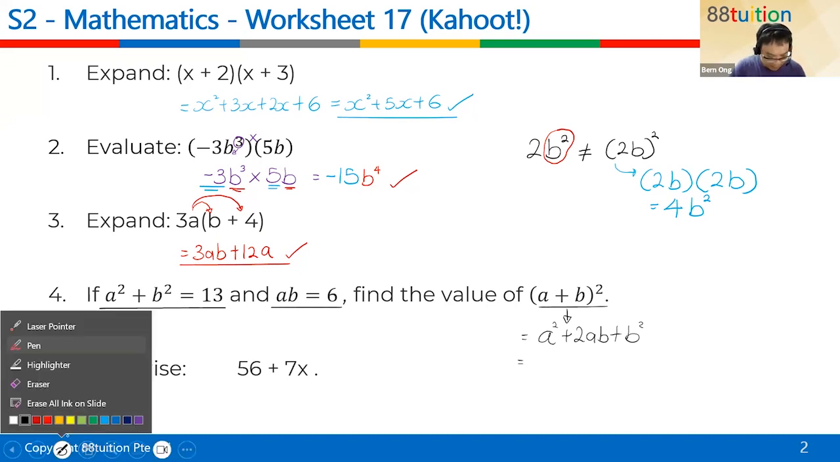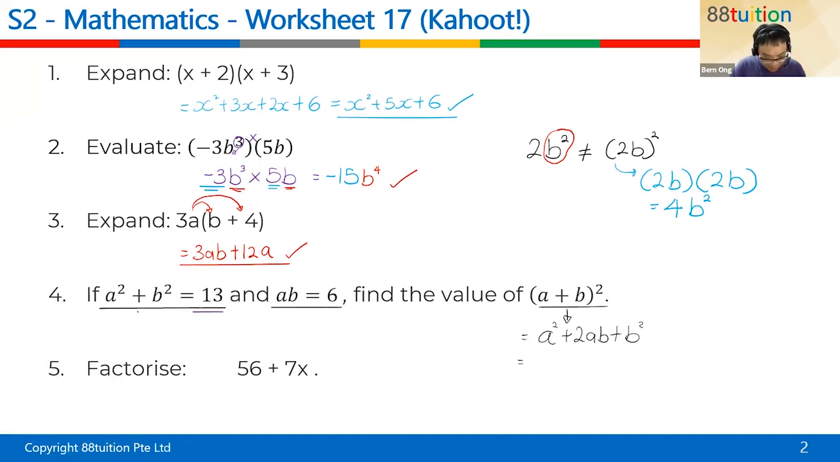And what did the question say? The question says a squared plus b squared is 13. Isn't it down here? A squared plus b squared, isn't it 13? Yes. Down here, the question says ab is 6. Isn't this a 6? And it's 2 times 6 actually. 2ab means 2 times 6. Then you must plus, because the operation sign is a plus. So 2 times 6 is 12. 12 plus 13 is 25. And that's your answer.